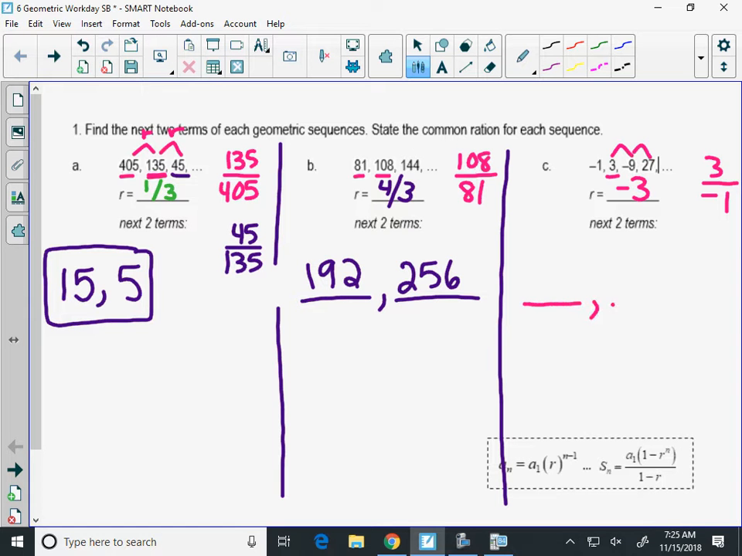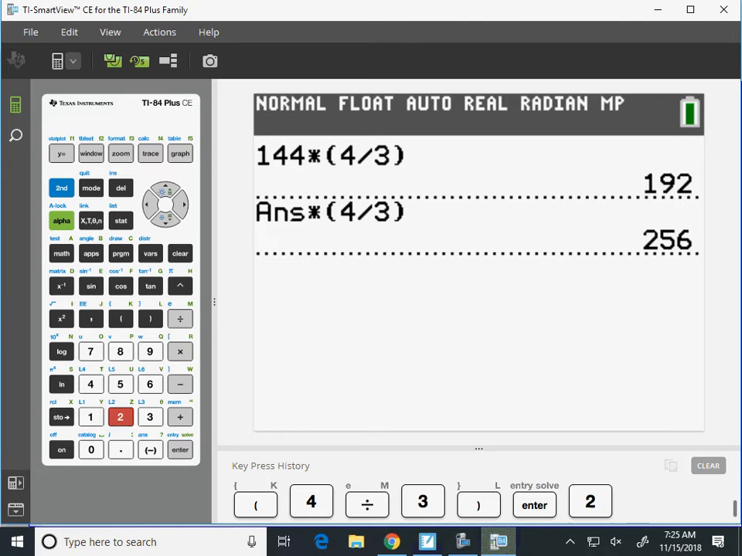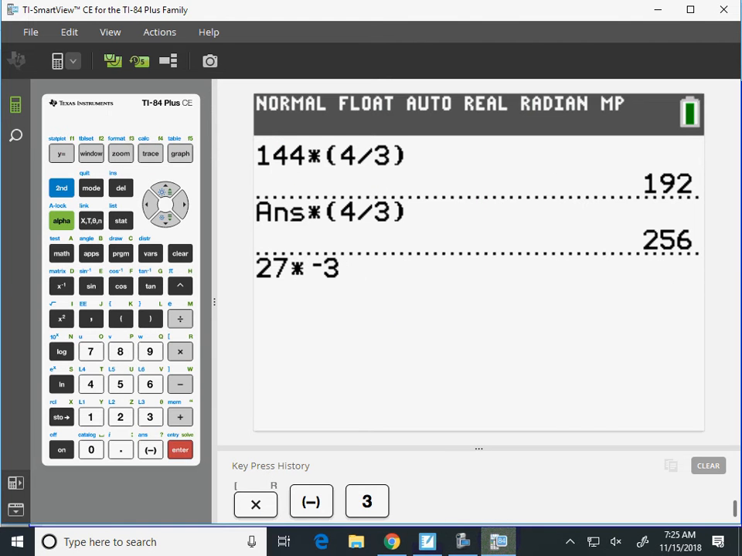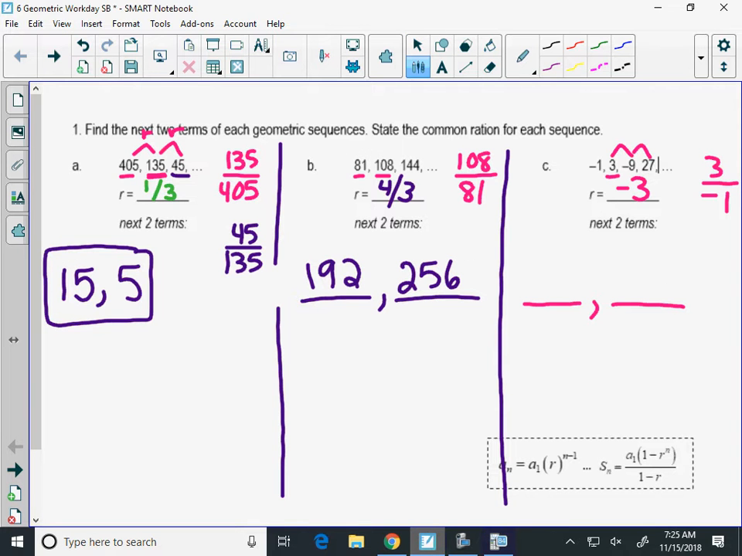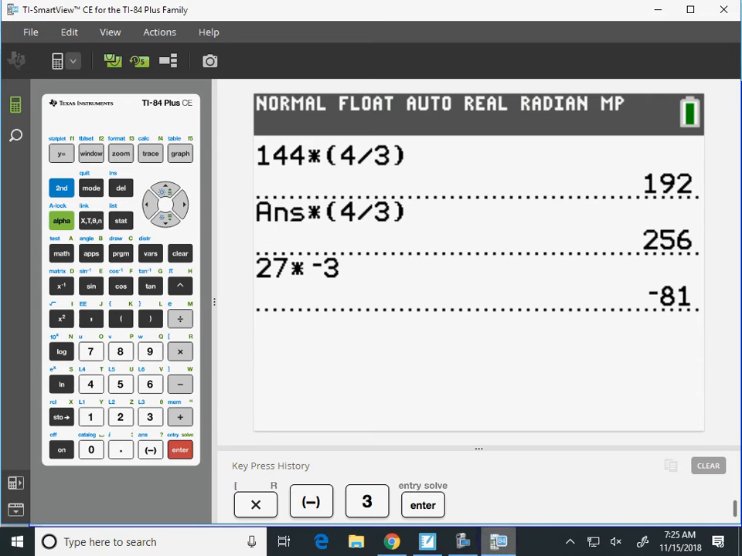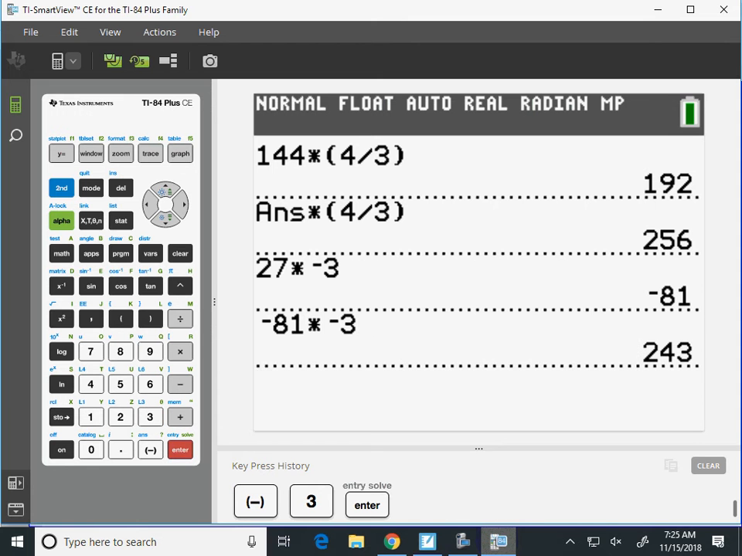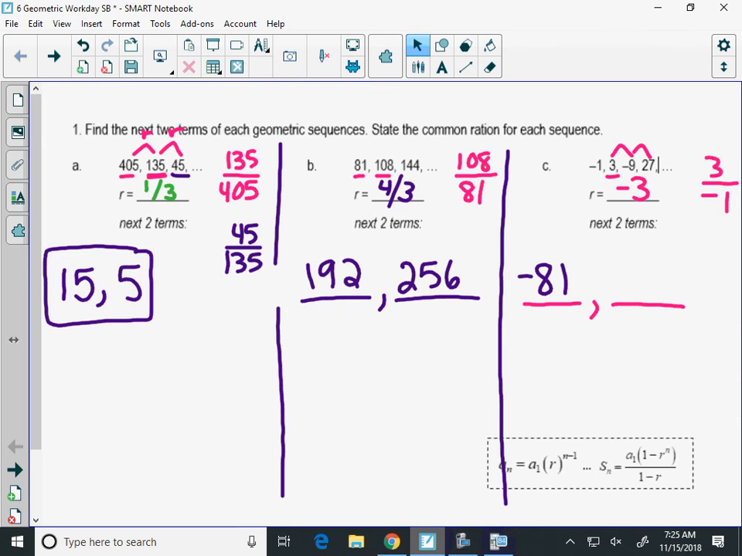So to find the next two terms, I take the last term, 27, and I'm going to multiply it by our common ratio of -3, which gives me -81. Remember that when you have a common ratio that's negative, the signs alternate. So we have a negative, a positive, a negative, a positive. All right, I take -81 times -3 should give me a positive 243. All right, that is number 1 for you.